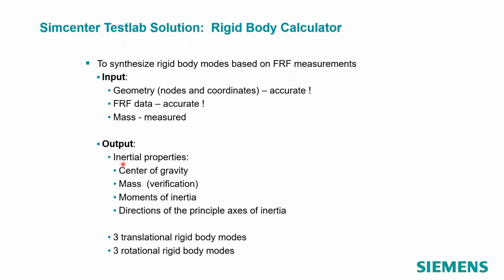The output is going to be inertial properties. We're going to get the center of gravity, the mass, which you can check on the rigid body modes to verify it, the moments of inertia, and the directions of the principal axes of inertia. We also provide 3 rigid body modes that are translation and 3 rigid body modes that are rotational.